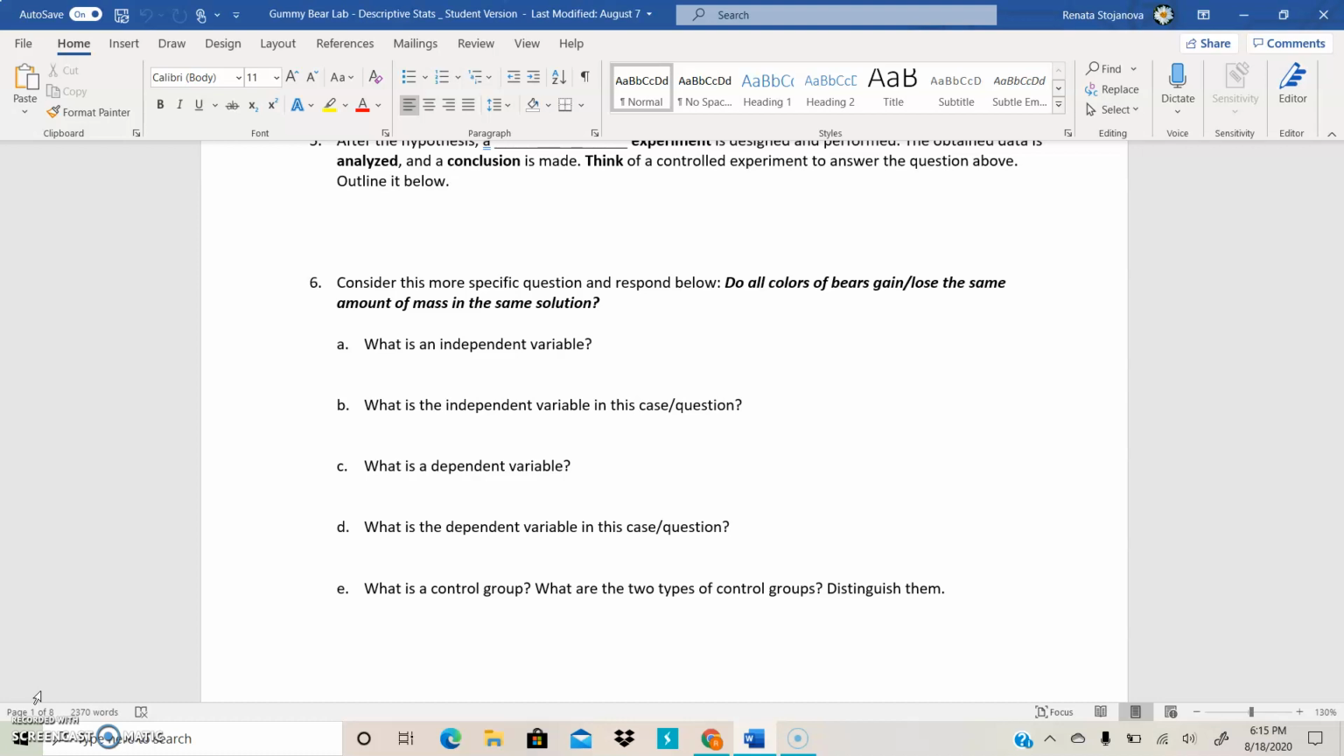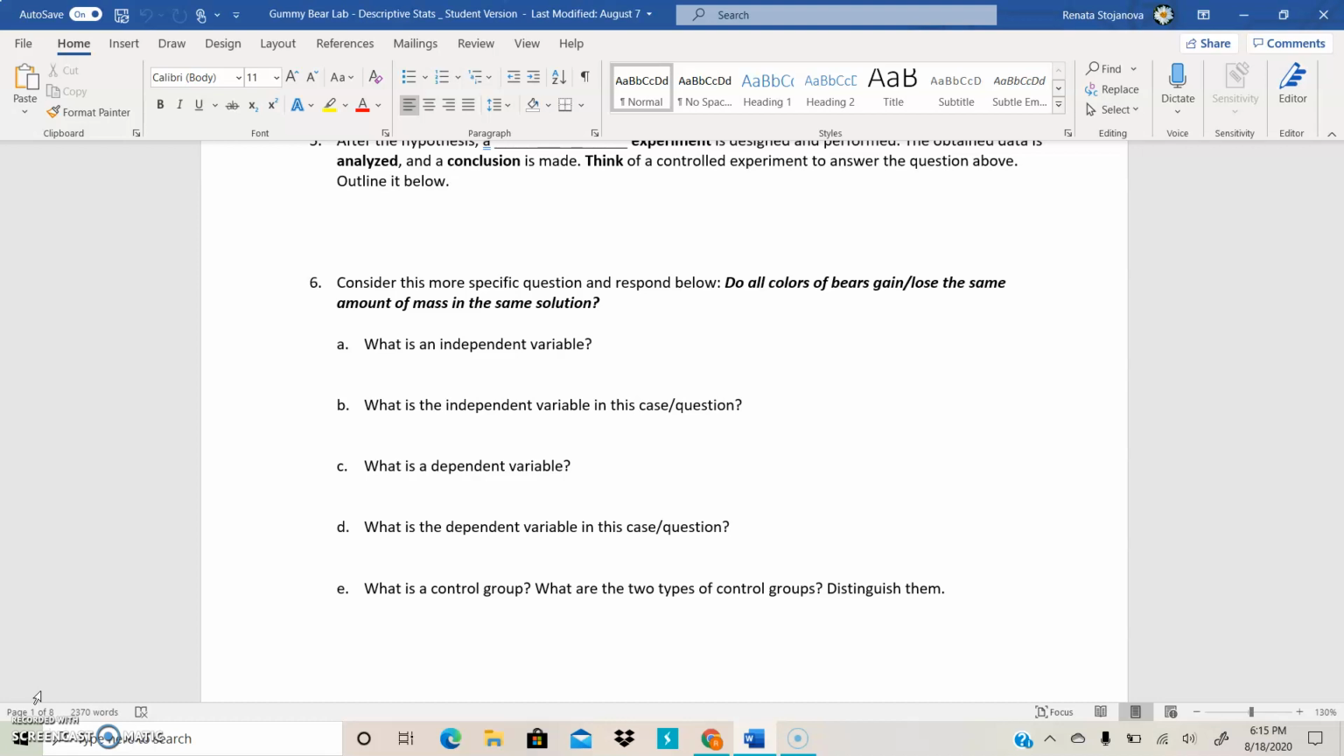In our scenario with this second question, the independent variable is going to be the colors of bears. That is what you are changing or manipulating at the very beginning, the colors of bears.